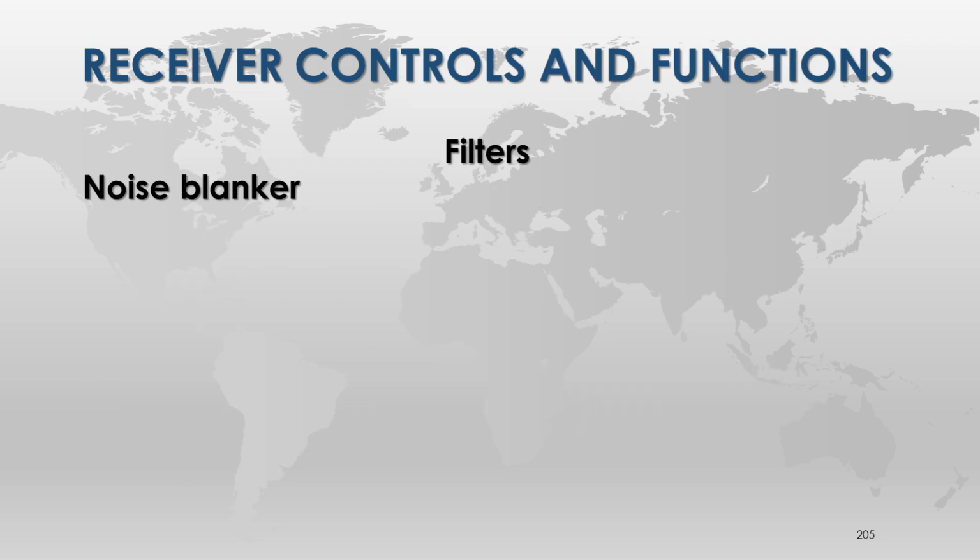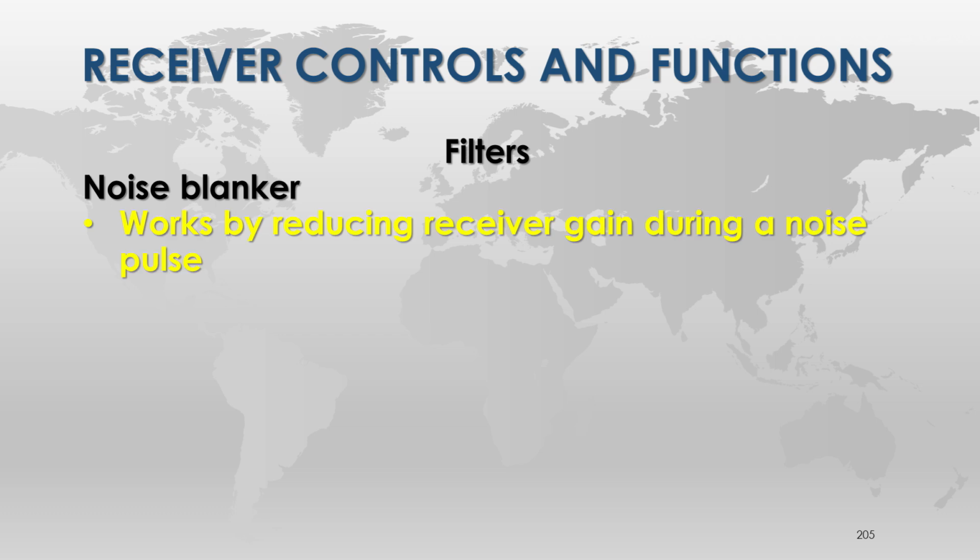Okay, filters. A noise blanker works by reducing receiver gain during a noise pulse. So we used to use these with CBs. You'd turn on the noise blanker and it would take out the spark plug wire pulses and the sparks from the spark plug. If you have the noise blanker on, you won't hear that electric fence. It'll take that out. But if you turn the noise blanker off, you'll hear the electric fence. So, if you want to cross the fence and you need to know if it's on, turn off the noise blanker and listen. It's not going ting, ting, ting. Well, it must be off.